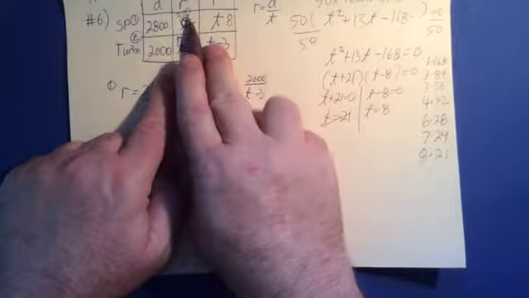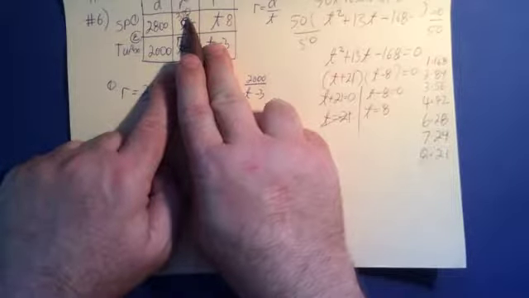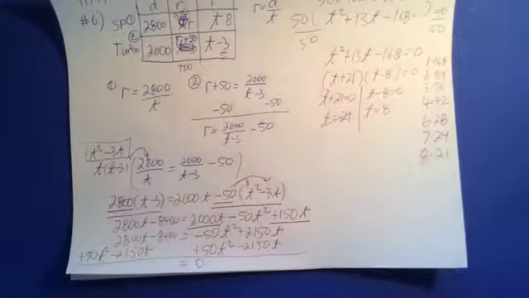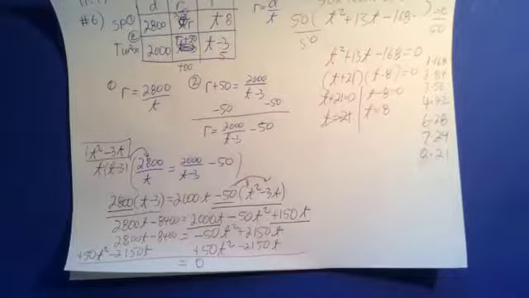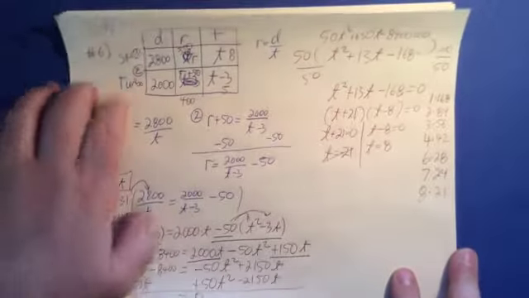And 8 times 350, yeah, that's going to work out to be 2,800. So our answers do, in fact, work out for this one. So we've got the correct solution for this.